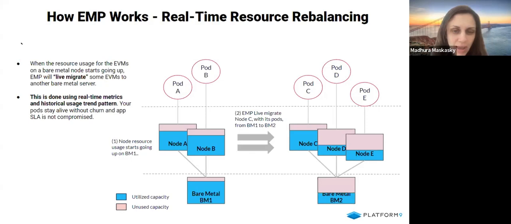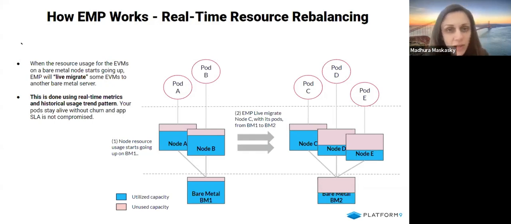which directly correlates to your app SLA, which is when EMP detects such contention, when, let's say, all of the VMs on a particular bare metal node suddenly start consuming all of the given resources, EMP has the ability to live migrate some of those virtual machines seamlessly and behind the scenes to another bare metal node, which would have more resources. So in this example, EMP live migrated node C from bare metal 1 to bare metal 2 because it detected contention at bare metal 1.